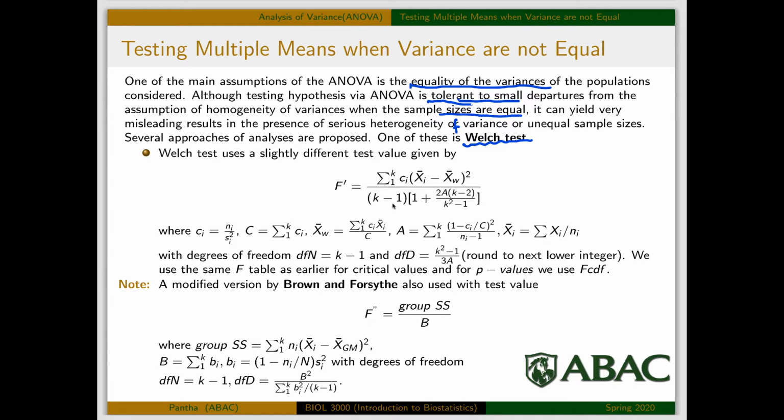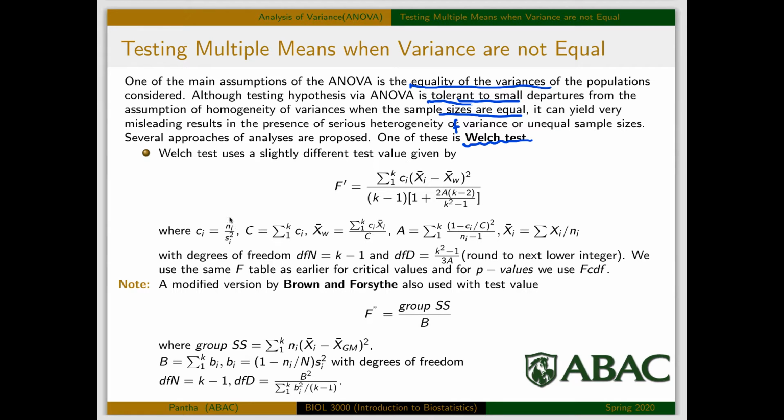So how do we find the test statistic for the Welch test? For the ANOVA, we denote it by F. Here, for the Welch test, we denote it by F prime, okay? This is the formula: summation 1 through K, where K is the number of groups or the number of samples, ci times xi bar minus x bar w, squared, over k minus 1, times 1 plus 2a times k minus 2 over k squared minus 1, where the values of ci and all those things are given there, okay? So let us see that.